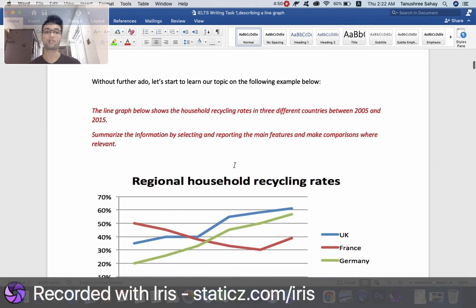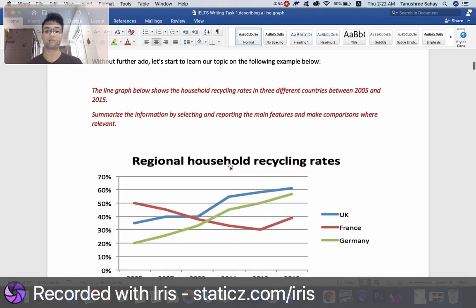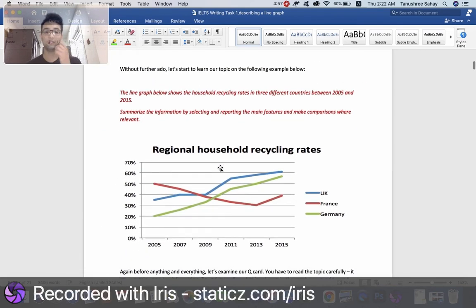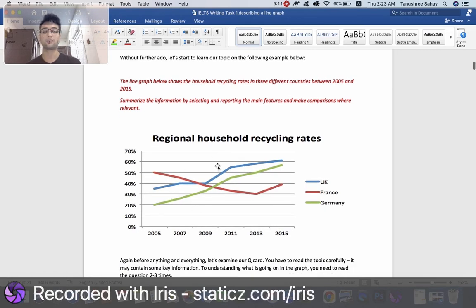Here is a sample question for line graph task 1. A line graph, so let's read the question first. For almost all IELTS task 1s, what we should do is read the question card before anything else and try to understand what the information is all about, and then take a close look at the line graph itself, or if it's a pie chart, then the pie chart itself, and try to understand what kind of extra information has been given to us on the graph itself.